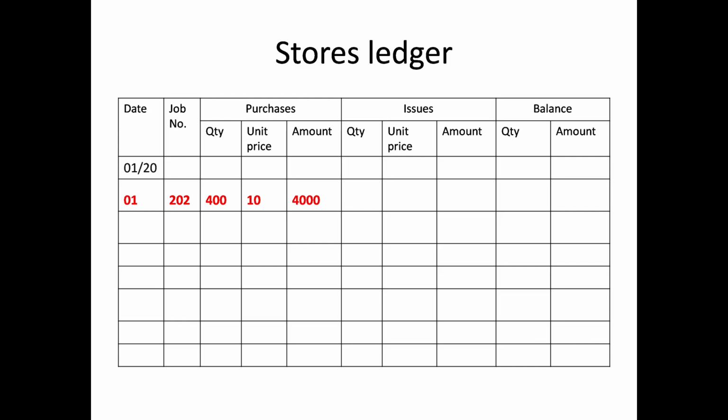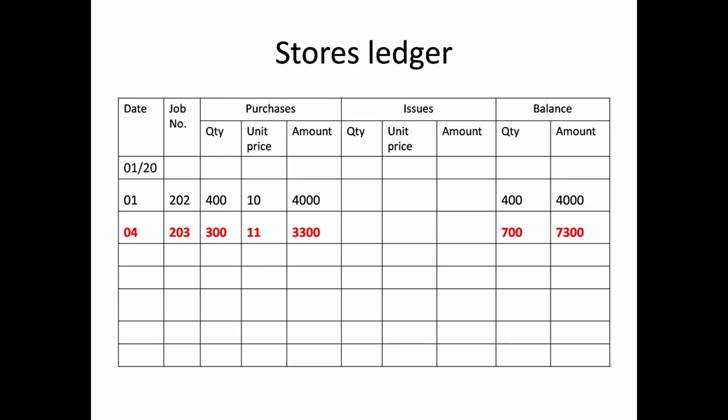Now what you have to do is update the balance. What's the quantity you have now? It's 400. What's the amount? It's 4000 rupees. Then go to the next transaction. What's the next date? It's 4th of January. So under date 4th.